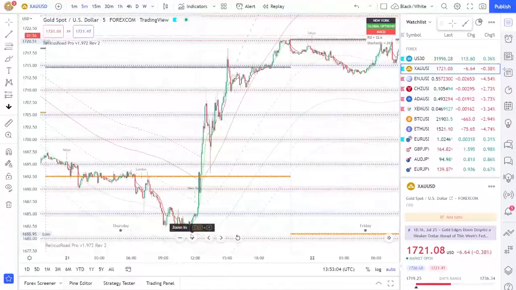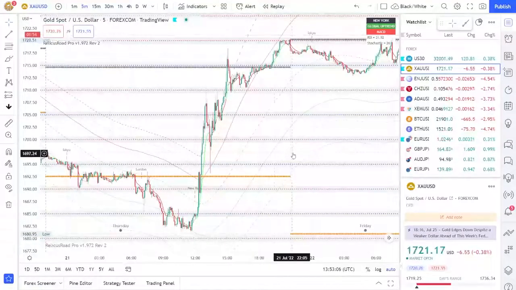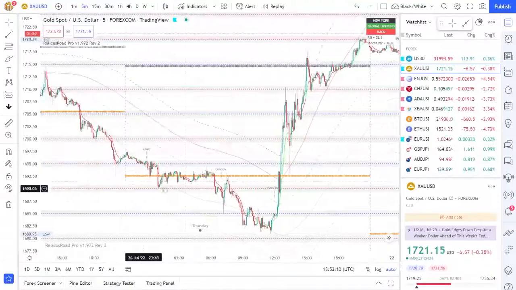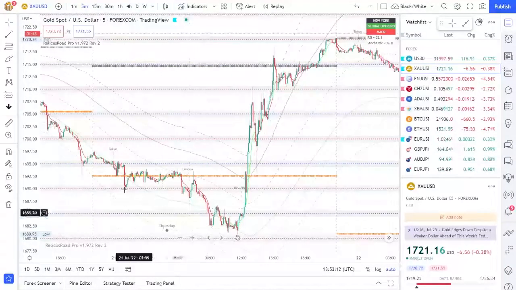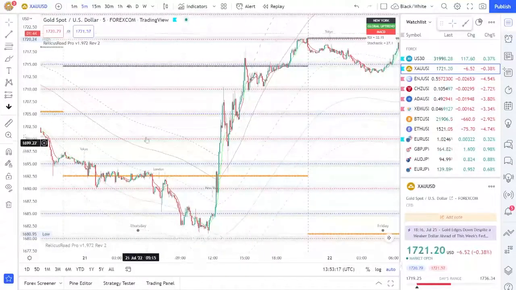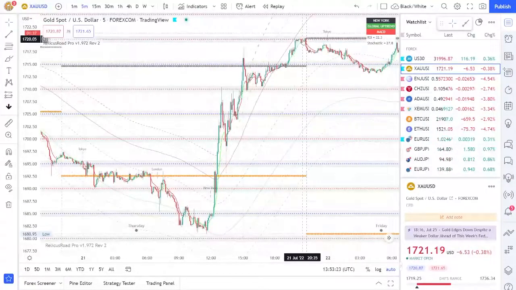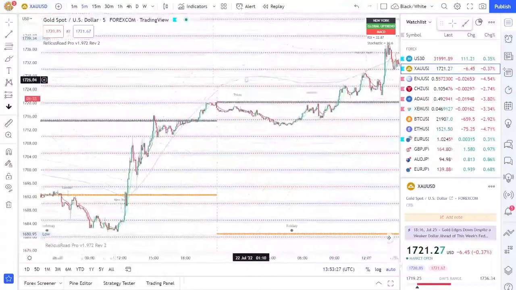This was the low on Thursday, right? The whole day. So this is the day separator. So this starts Friday and we have Wednesday here. So on Thursday, when the London session opened, it made the lowest low on that day, and then it made a high when the New York session opened. It made a peak and closed at the highest price, 1720.